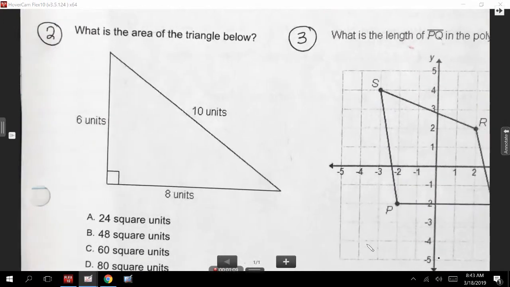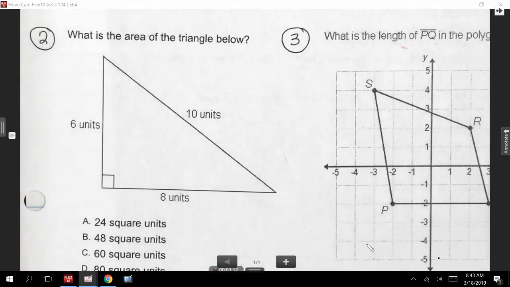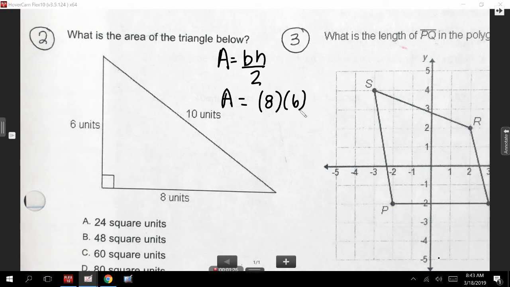Let's look at number 2. It says, what is the area of the triangle below? Again, it's a triangle, so we're using A equals BH divided by 2. On number 2, what are my base and my height, Alexandra? 6 and 8, or I would probably do 8 as my base and 6 as my height. Again, it doesn't matter. I just like my base to be on the bottom and my height to be up and down. Divided by 2, and that is a 2.